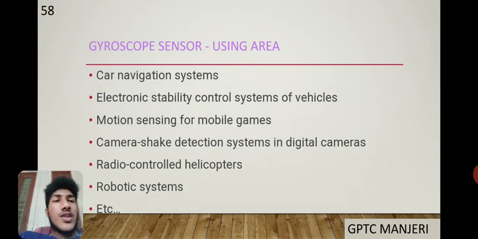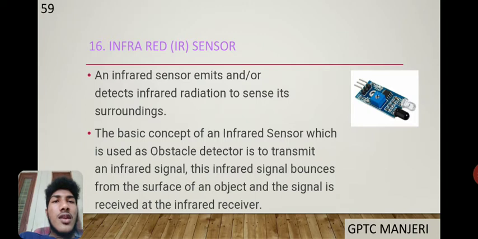Gyroscope sensor usage areas: car navigation systems, electronic stability control systems of vehicles, motion sensing for mobile games, camera shake detection systems in digital cameras, radio controlled helicopters, robotic systems and so on. Next we are going to discuss the infrared sensor.